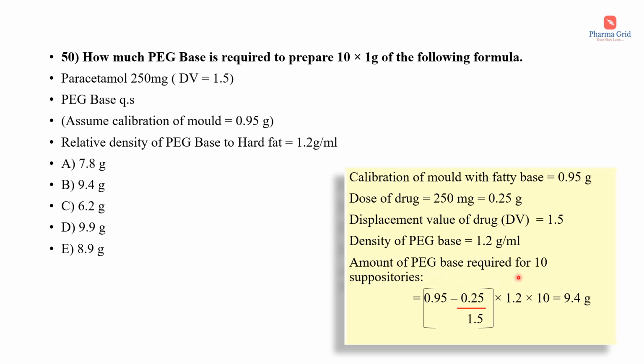Amount of PEG base required for 10 suppositories will be equal to 0.95 minus 0.25 divided by 1.5, all multiplied by 1.2, which is the base density, into 10, which is the number of suppositories, that is equal to 9.4 gram. So here the correct answer is option B, that is 9.4 gram. Okay, so with this question we have completed this body cavity systems related calculations.